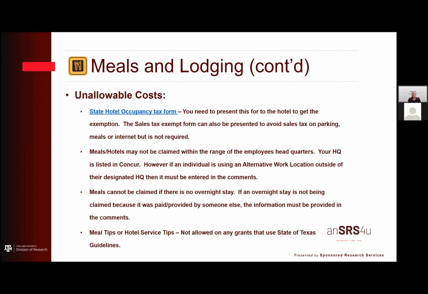Meals cannot be claimed if there's no overnight stay. If an overnight stay is not being claimed because it was paid for or provided by somebody else, the information must be provided in the comments. Meal tips or hotel service tips are not allowed on any grants that use the state of Texas travel guidelines.